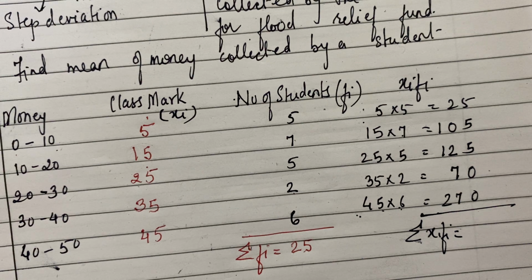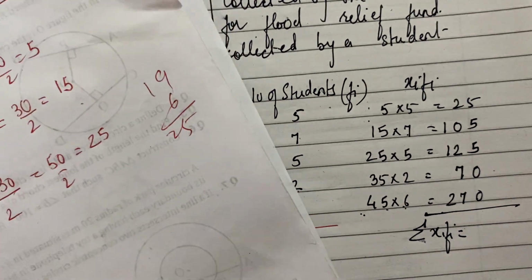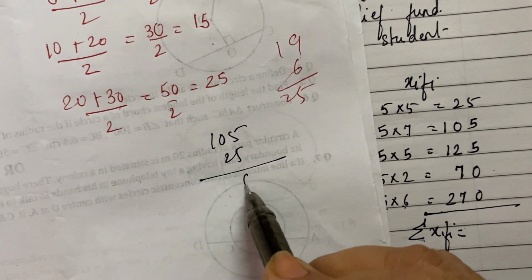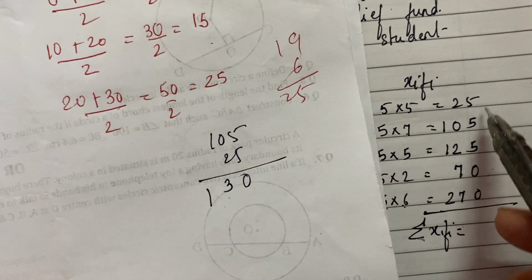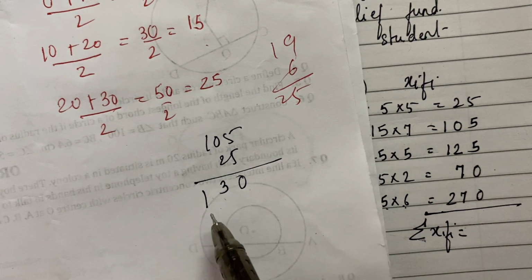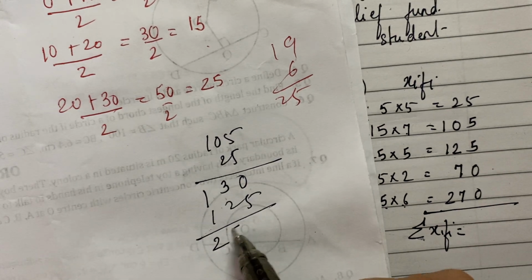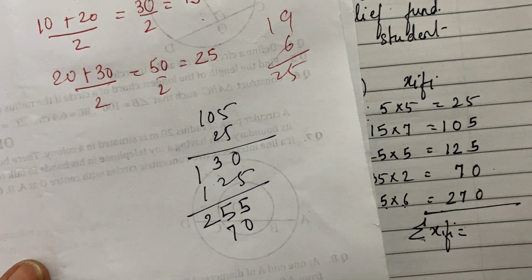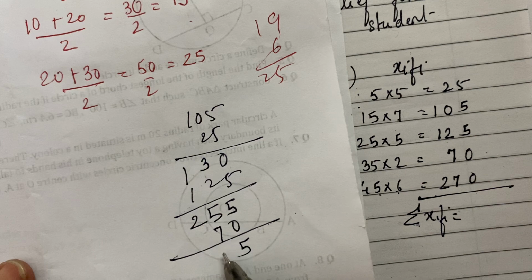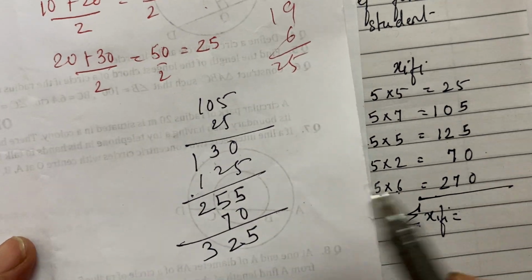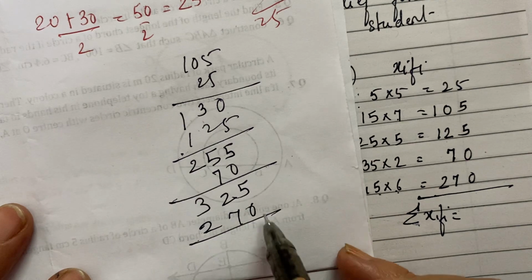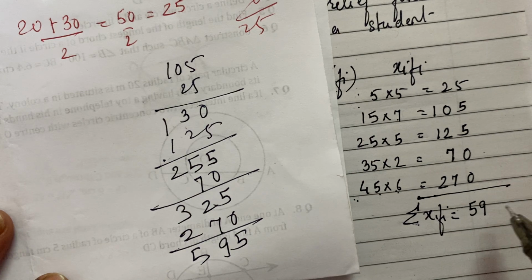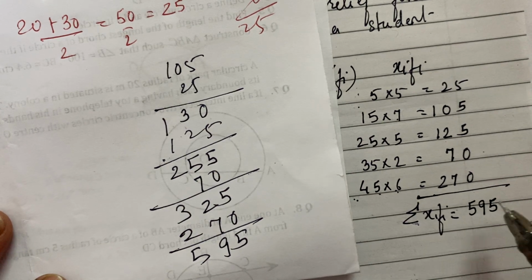Now when you add these things, let us take the addition in rough. See, 105 plus 25, that will give you 130. Okay, we finished the addition of first two terms. Now we will add in it 125. So that gives you 255. Fine. Then in that 255 you will add 70. So if you add 70 you get 325. And in that 325 if you add 270 you will get 595. So your summation of Xi into Fi is 595.